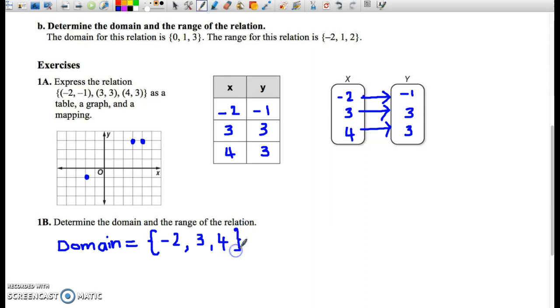Close the bracket. And the last piece was to do the same thing, but this time for the range. I'm going to open a bracket and list my y values from my ordered pairs in order from least to greatest. -1 followed by 3. And then there is another 3, but it's not necessary to write the same number twice, because the fact that we have already written 3 within the set shows us that 3 is part of the range. It's not necessary to repeat the number. Close the bracket.